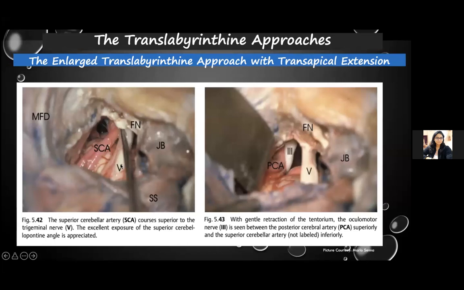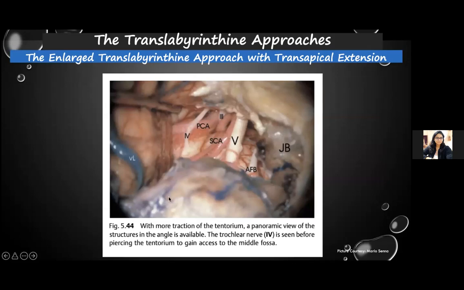Now again, the trigeminal nerve is pushed. Here we can see the superior cerebellar artery. Okay, the trigeminal nerve is pushed inferiorly, and we can see the superior cerebellar artery. And slowly, if you extend the tentorium, beneath that you will see the position of the posterior cerebral artery. Here we can see all the structures, and also the oculomotor nerve. Now, with the total retraction inferiorly and superiorly, this is actually the entire contents of the cerebellopontine angle, which can be observed using the enlarged translabyrinthine approach with the transapical extension.